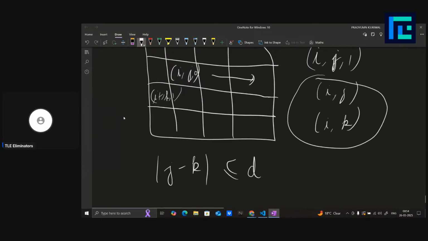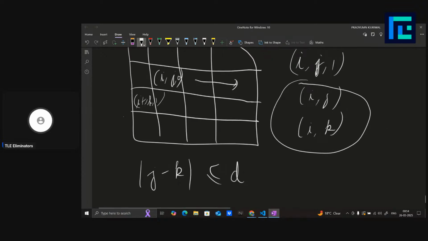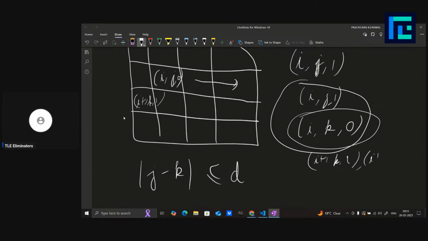So all the points, and yeah, I can transition there from I comma k comma 0, right? So I have to transition to I comma j comma 1 from I comma k comma 0. So basically, first of all, calculate all of the I comma k comma 0 ones. I comma k comma 0 ones depend on I plus 1 comma k comma 1 and I plus 1 comma k comma 0, right? So just calculate all of the I comma k comma 0 ones and then take a prefix sum again.